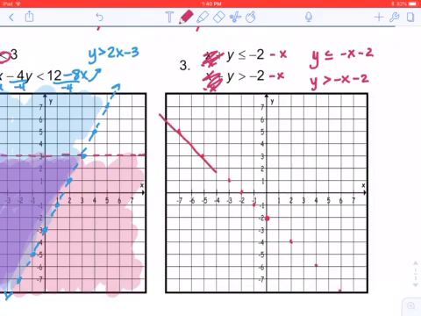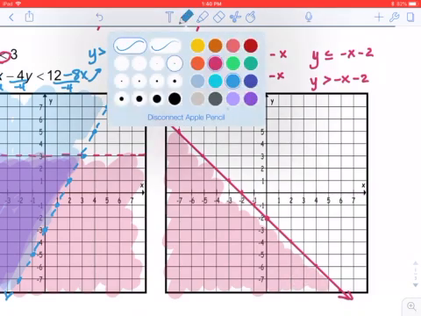Okay. It is going to be equal to, so I can make it a solid line. Okay, y is supposed to be less than, so when I shade, I want to go below the line. Okay, so now let's go to the other one.